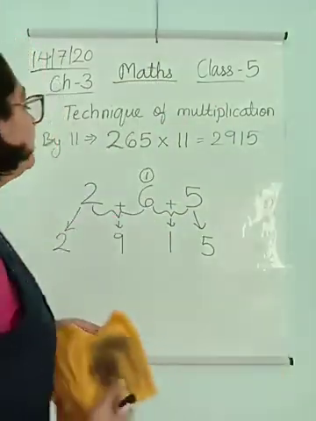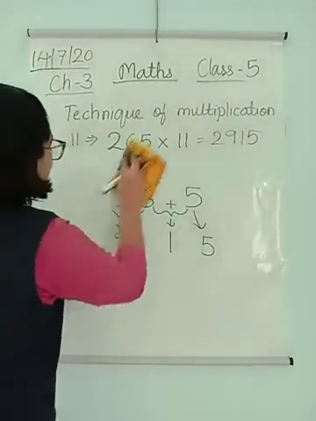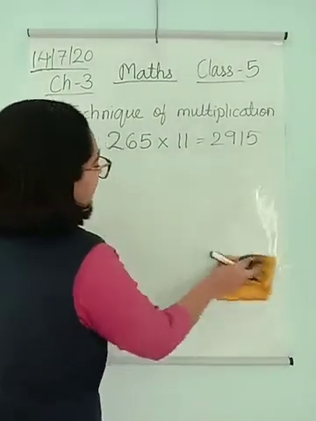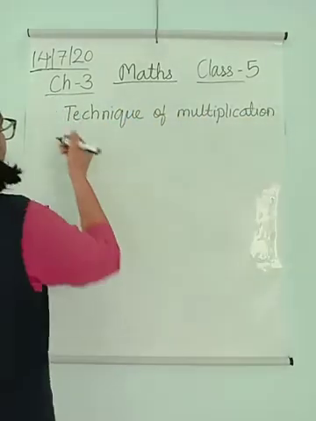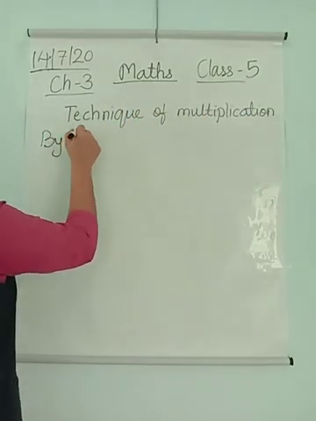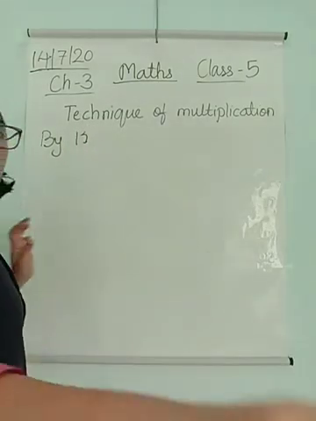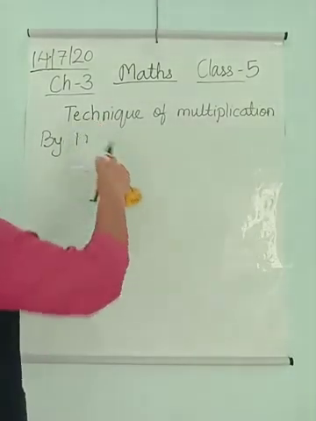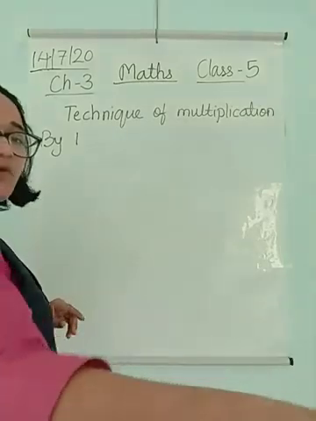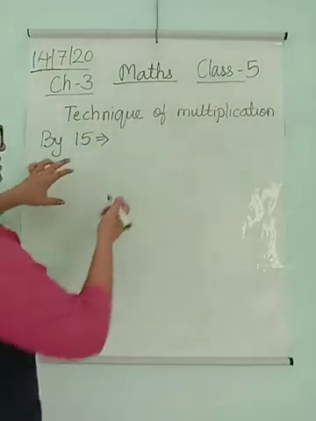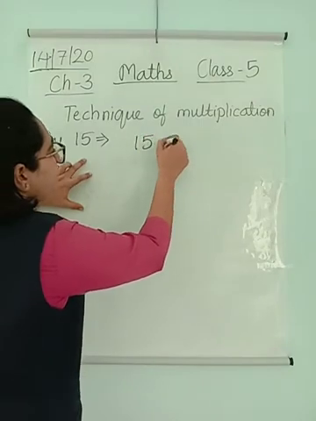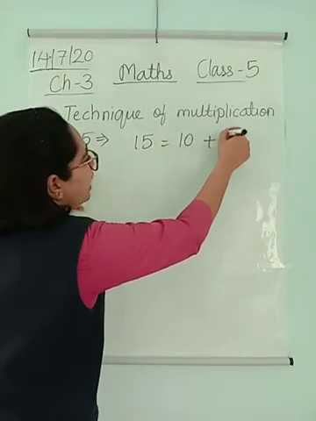Then we see another technique, that is multiplying by 15. For this technique, I will take 15 in the form of 10 plus 5. 10 plus 5 is 15, isn't it? So I will take it in 10 plus 5 form. 15 को हम लेंगे 10 plus 5 form में.